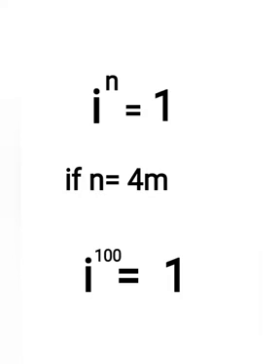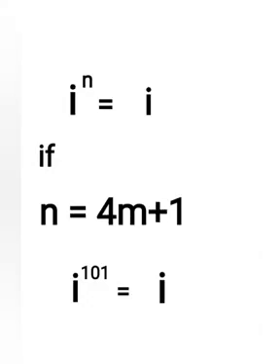Similarly, iota raised to power n is equal to iota if n is equal to 4m plus 1. That is, if we divide n by 4, we get 1 as a remainder. Example, iota raised to power 101. If we divide 101 by 4, we get 1 as remainder. So iota raised to power 101 is equal to iota.